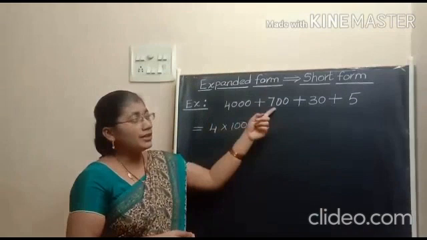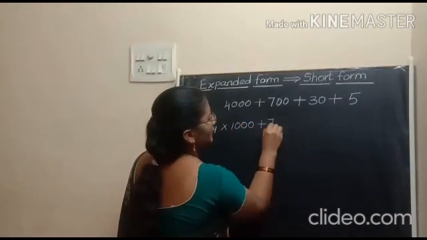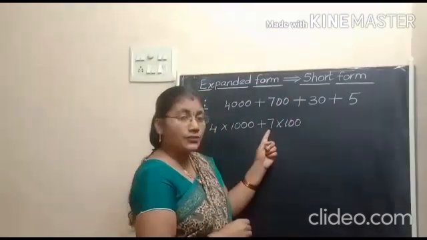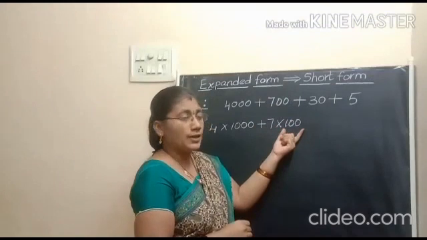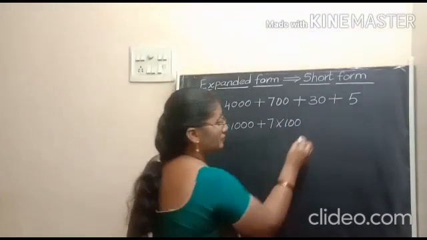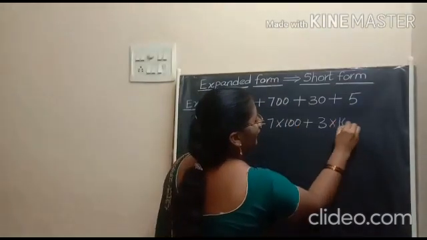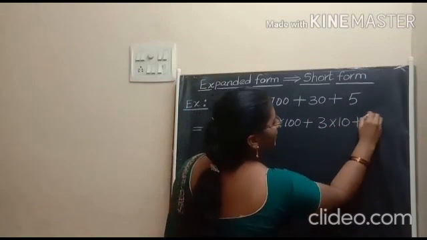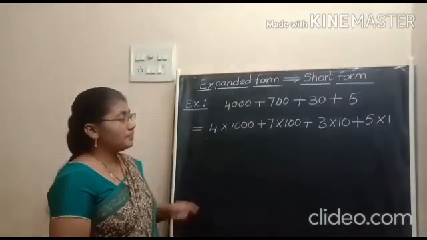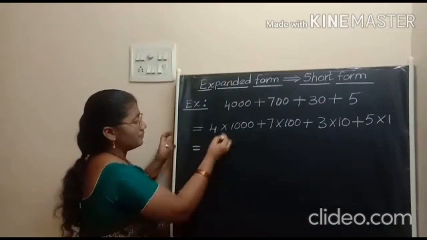Like that, we can write the remaining place values by taking 7 into 100. 7 is the face value of 7, 100 is the place of the 7. So 700 is the place value of 7. Next, 30 means 3 into 10, plus 5 means 5 into 1. Okay, children? Now I am taking the inverse.